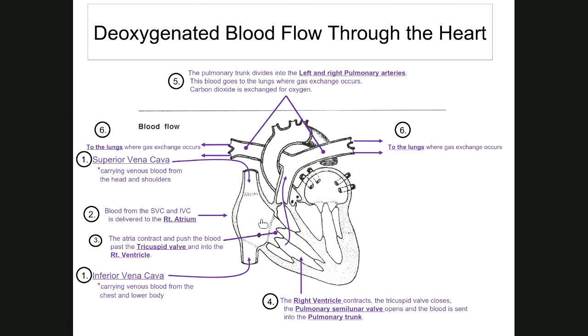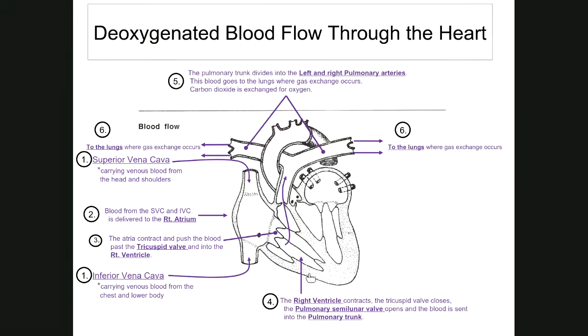And the blood is going to collect in number 2, the right atrium. So blood from the superior and inferior vena cava are delivered to the right atrium. When the right atrium contracts, we look at number 3, blood's going to go past the tricuspid valve. See, I put three little cusps there, three little flaps. So number 3, the atria contract and push the blood past the tricuspid valve, so go there, into the right ventricle.